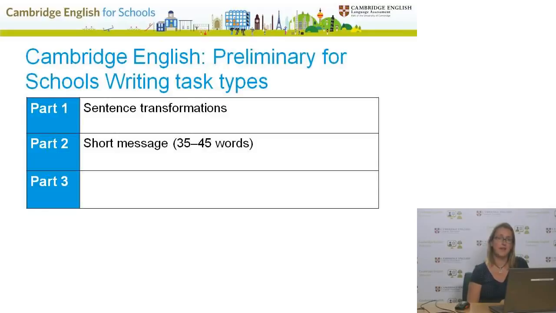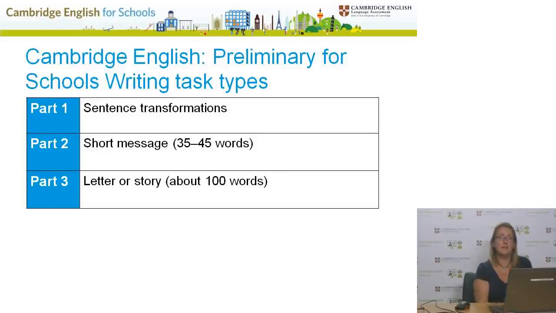In part 2, candidates have to write a short communicative message of between 35 and 45 words. The instructions in the question tell them who they are writing to and why they are writing. There are also 3 bullet points which tell them what they must include in their answer.